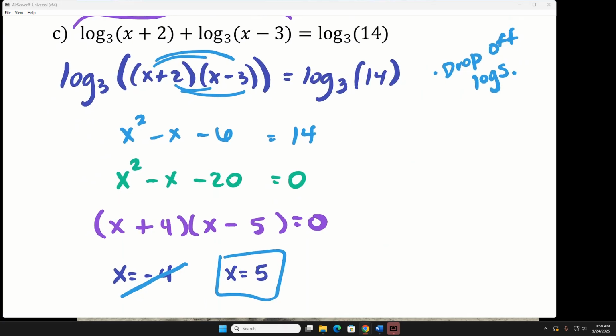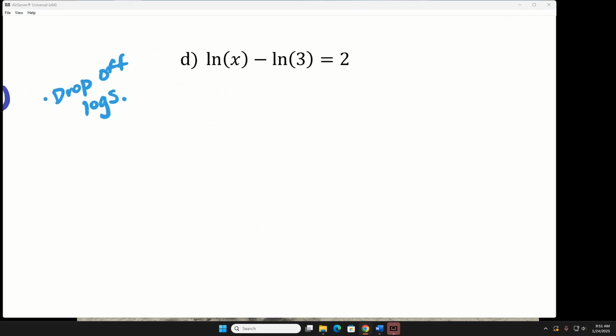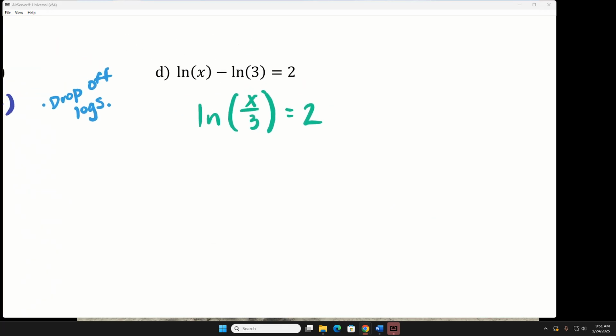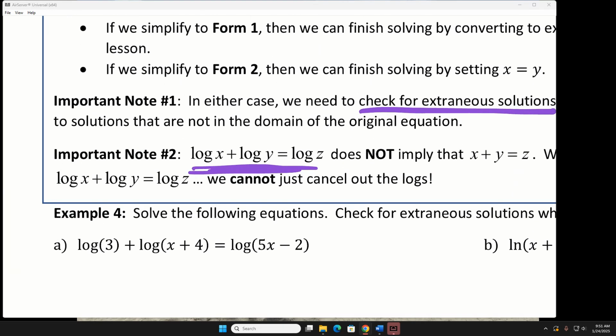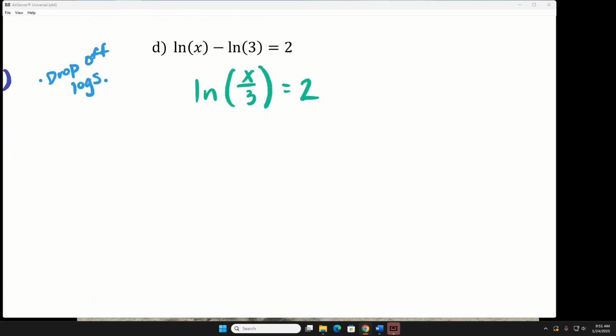All right, let's do the next one. All right, so before I can do any solving, I need to use my properties and bring these logarithms together. What am I going to use? Division. Good. And then you have to decide which form it is, if it's log equals a number or log equals a log. And in this case, this is log equals a number, and you're going to write in exponential form.